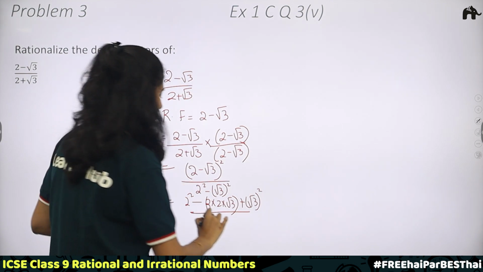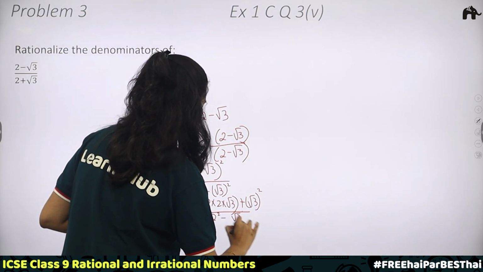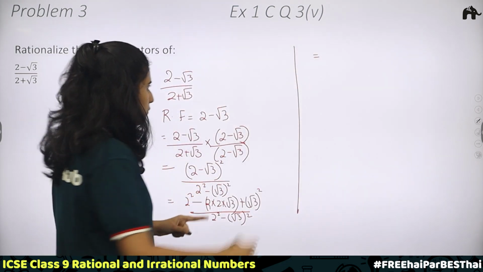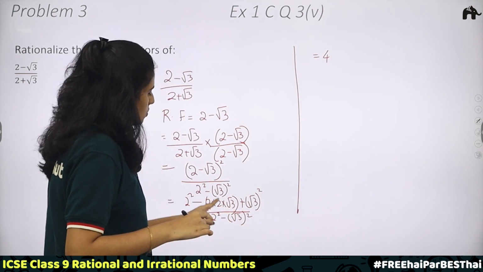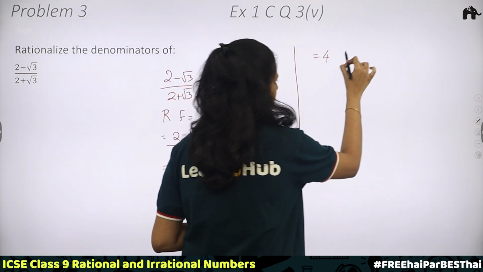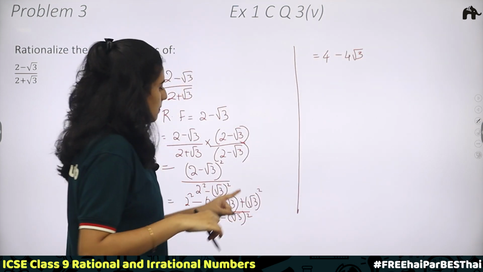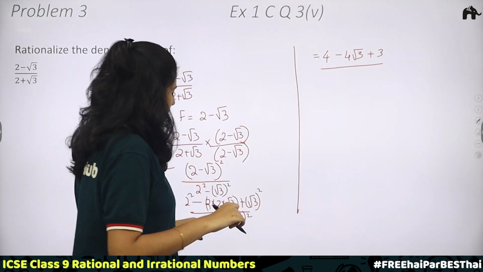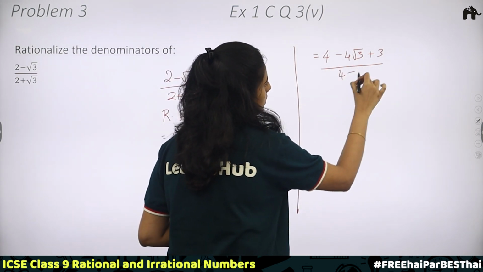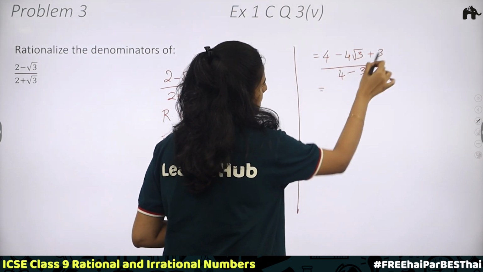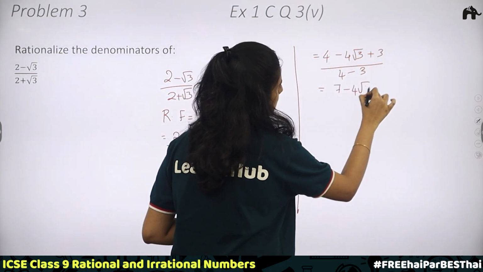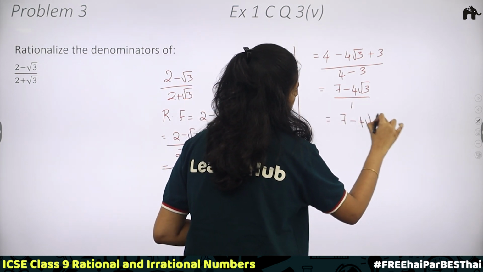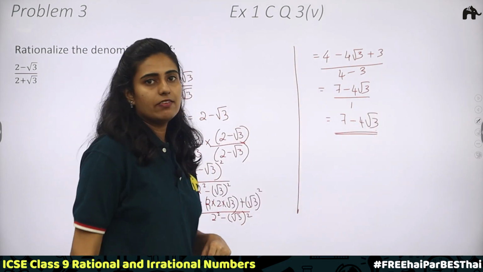divided by, here we have 2 square minus root 3 square. Okay. That is equal to 2 square is 4 minus 2 into 2 is 4, 4 into root 3 is minus 4 root 3 plus root 3 whole square, which is 3, divided by denominator 2 square 4 minus root 3 square 3. Okay, 4 plus 3 is 7 minus 4 root 3 divided by 1. The final answer is 7 minus 4 root 3.